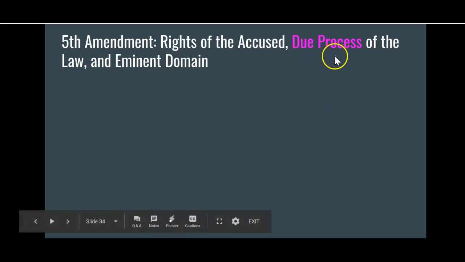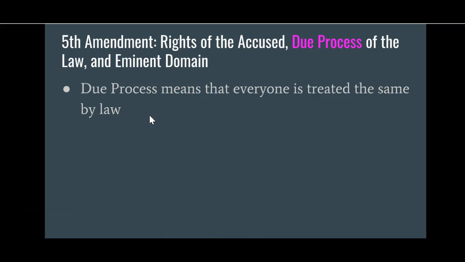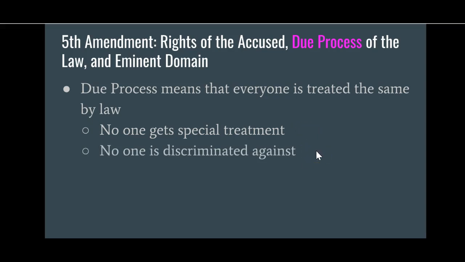All right, so the second part of the Fifth Amendment has to do with due process. Now, due process means that everyone is treated the same by law. So it doesn't matter if you are male or female, if you are young or old, if you have a different color of skin, if you don't speak the same language, everybody is treated the same, okay? So nobody gets special treatment, or nobody is supposed to get special treatment, and nobody is discriminated against. So when you're in the court system, the lawyers, the judge, the jury, everyone has to use the same rules and the same processes as everybody else.